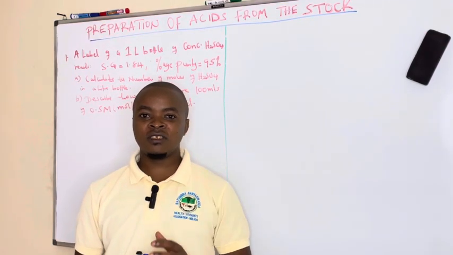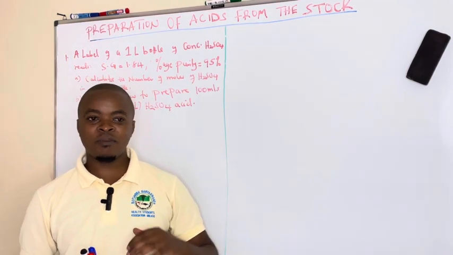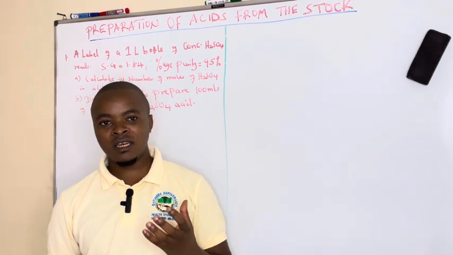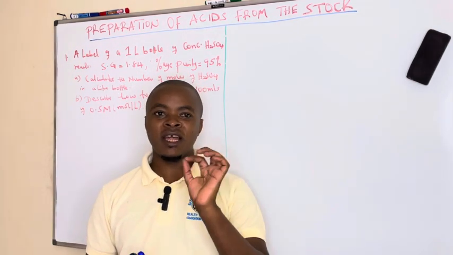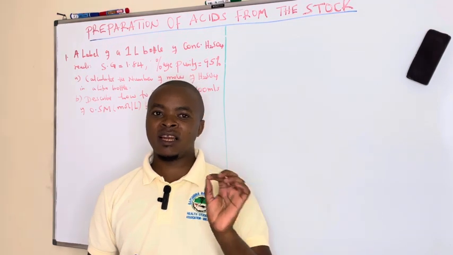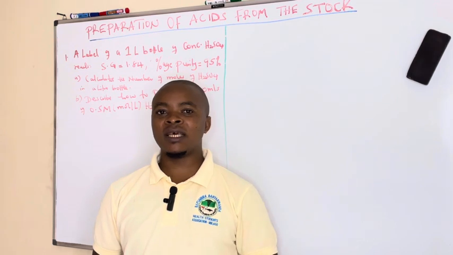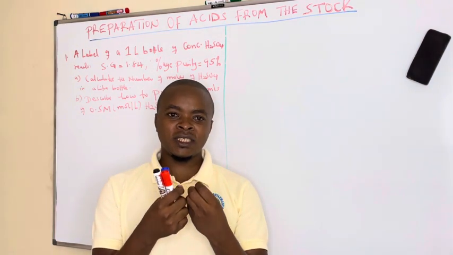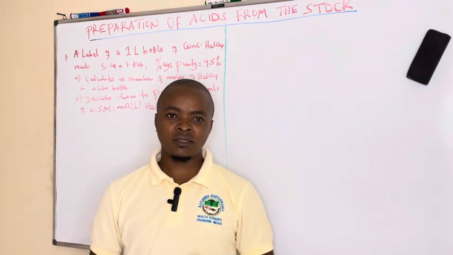In today's session, we want to look at how to prepare acids, whereby you are provided with acids that normally come in a brown bottle with their original concentrations on a label, and the label always contains the specific gravity. They always show you the percentage purity. So it is up to you to use that information on the label to prepare the concentration which you want.